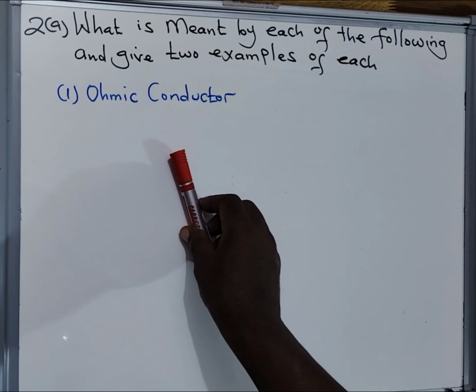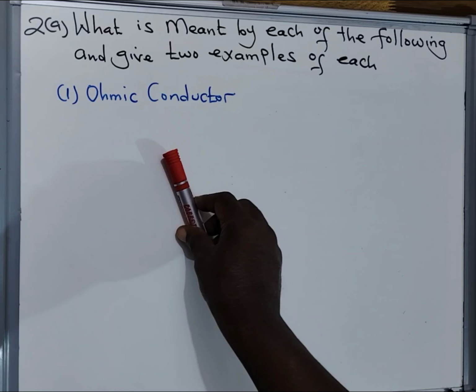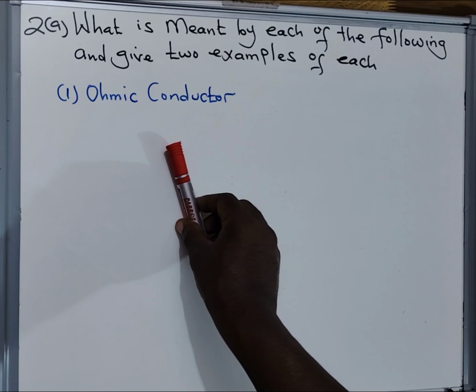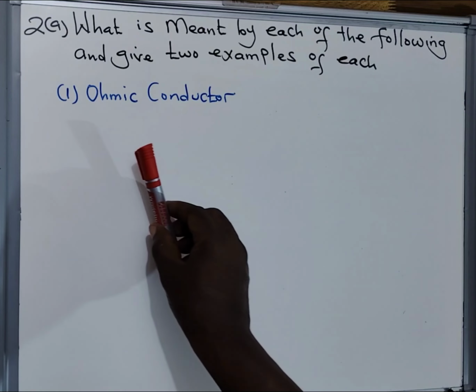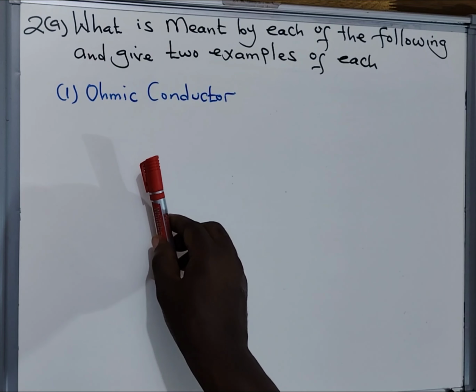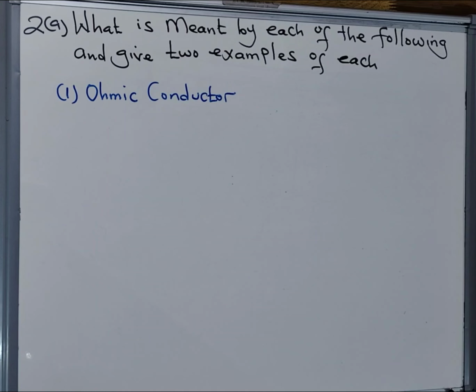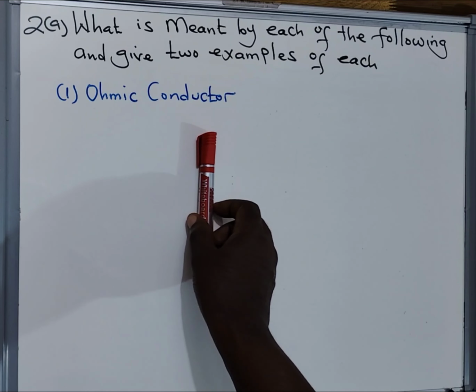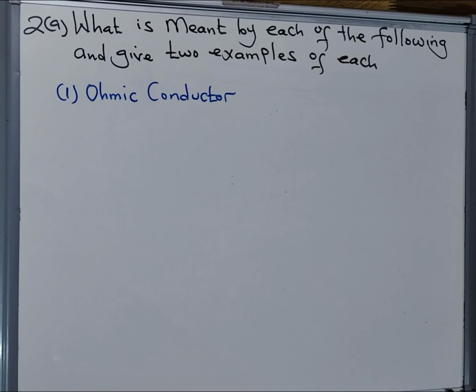Then comes this question. It says, what is meant by each of the following? And give 2 examples of each. The first one is ohmic conductor. What are ohmic conductors? Okay, ohmic conductors are conductors which obey Ohm's law.